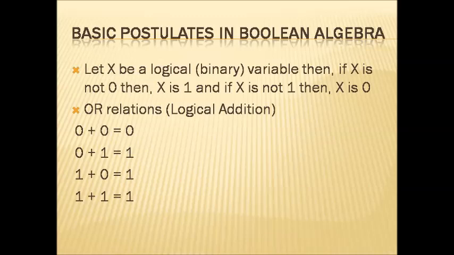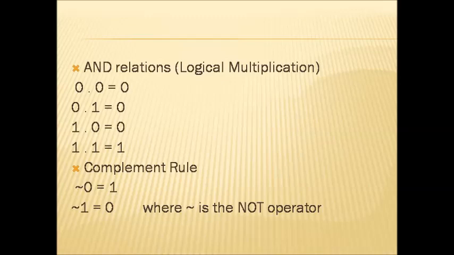In the case of logical multiplication, we have seen 0 dot 0 is 0, 0 and 1 is equal to 0, 1 and 0 is equal to 0, and 1 and 1 is equal to 1. So in the case of logical multiplication, it will produce 1 only when both values are 1. Now we have the complement rule. In the complement rule, the negation of 0 is equal to 1. The negation or complement of 1 is equal to 0. We use the term complement or negation to represent the complement.